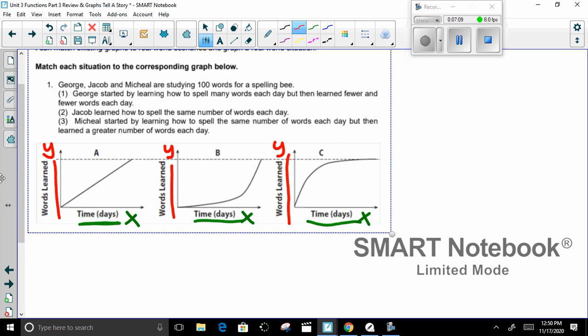Okay. So it looks like this one kind of just steadily goes up, and over time I learn more words, and it pretty much goes the same amount the whole time. This one is a really slow start. Over time I'm learning words slowly, and then all of a sudden I learn words pretty quick. This one looks to me like I learned a lot of words fast, and then I kind of slow down on that. So let's look at our options here.